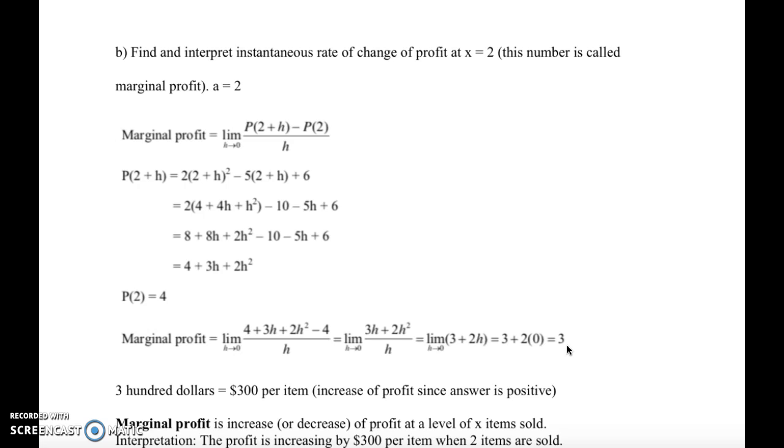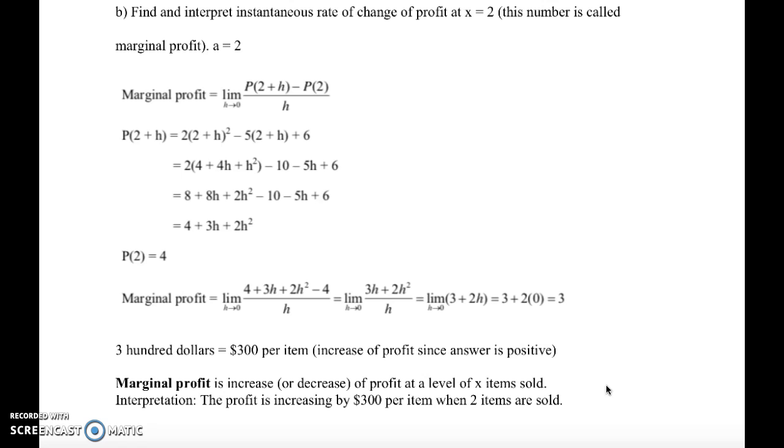Now remember, this isn't hundreds of dollars, so this is $300 per item. Since our answer is positive, it is an increase. If we get a decrease, that means it is going down. We're having a decrease in profit, which is something we try not to have if we can help it. Our marginal profit is either the increase or decrease of profit at a certain number of items sold. So in this case, the marginal profit is $300 at x equal to 2. Our profit is increasing by $300 per item when 2 items are sold.